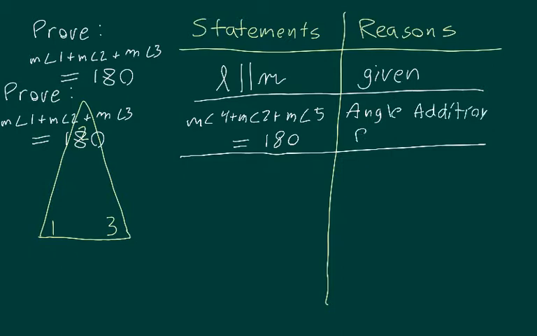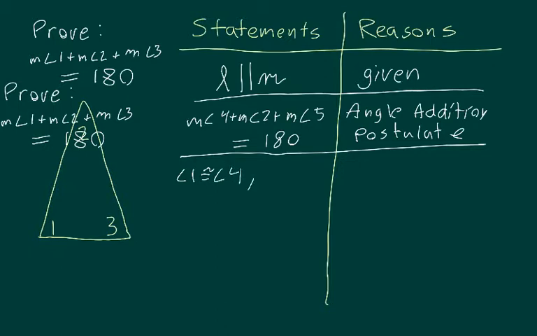Angle addition postulate. But those aren't the exact three angles we want to add up to 180, but we're getting there. We want to bring in angles 1 and 3. So we can see that this angle 1 is an alternate interior angle with this angle 4. This is where the parallel lines come in, because if the lines are parallel, then the alternate interior angles are going to be congruent. So we can say that angle 1 is congruent to angle 4.